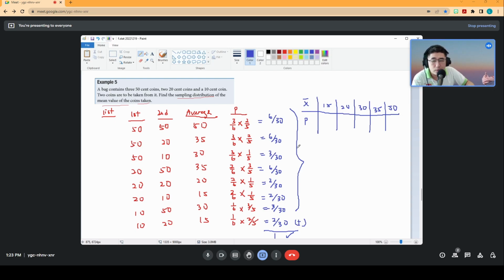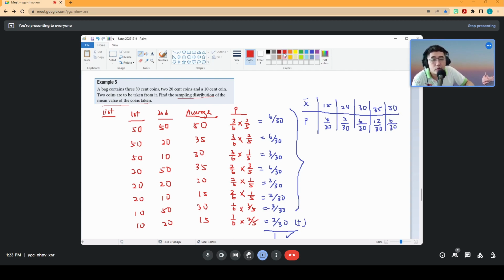Then this is the probability value. For 15, 2 out of 30, and 2 out of 30, so 4 out of 30. For 20, I only have one 20 here, 2 out of 30. For 30, I have 3 and 3, so 6 out of 30. For 35, I have 6 and 6, so 12 out of 30. For 50, you have 6 out of 30.